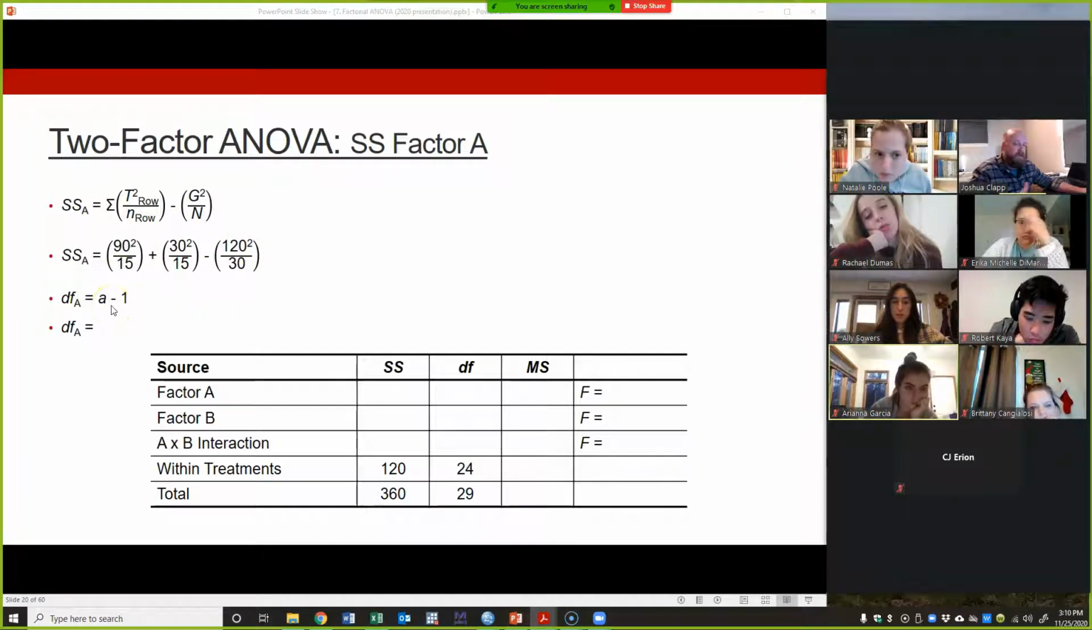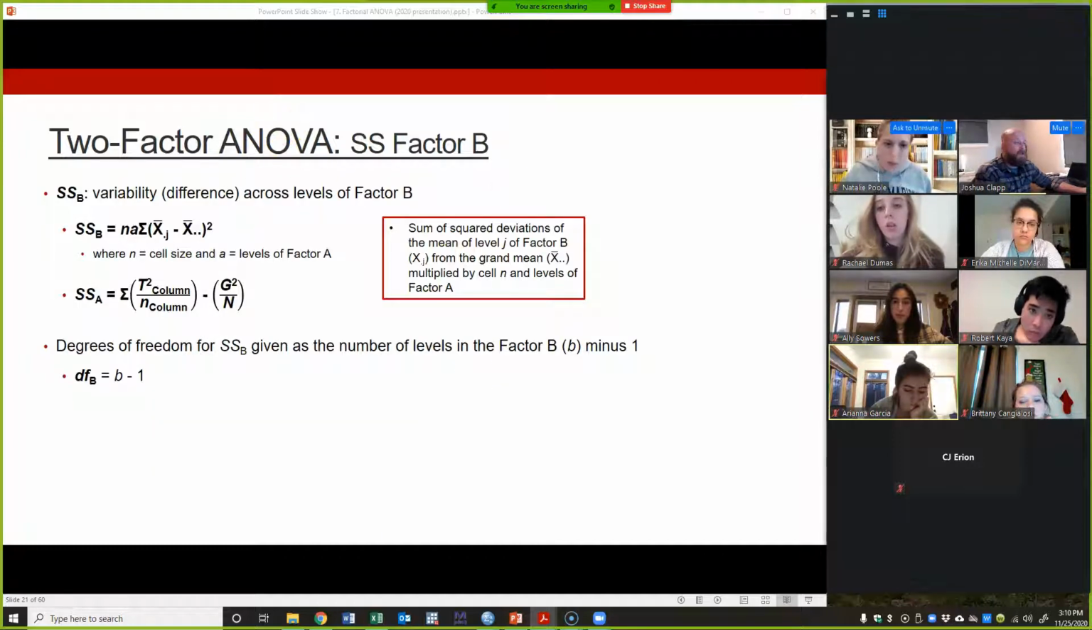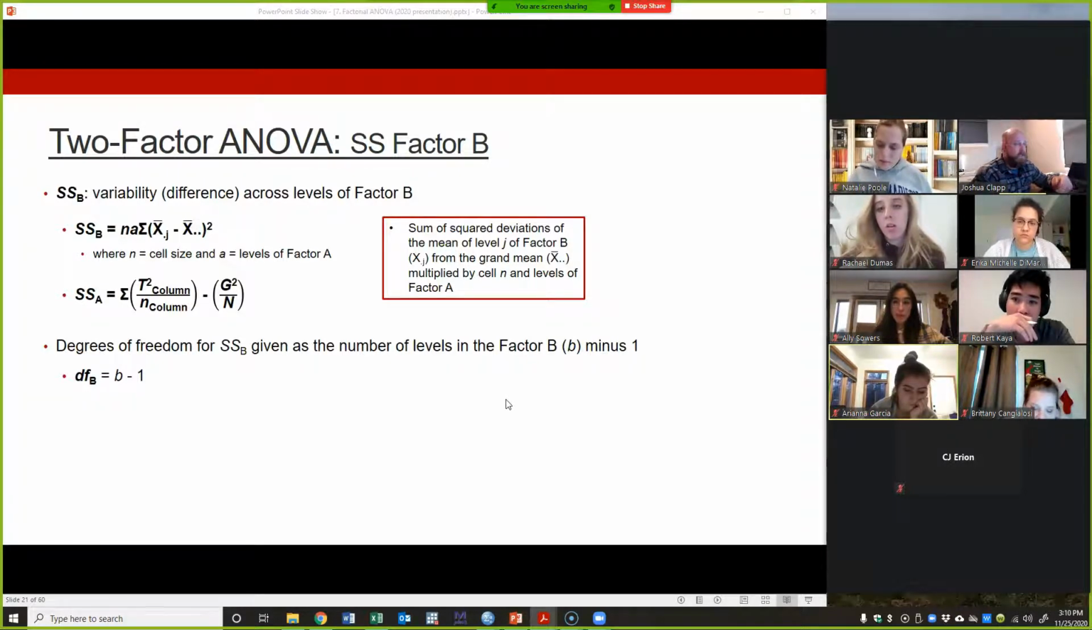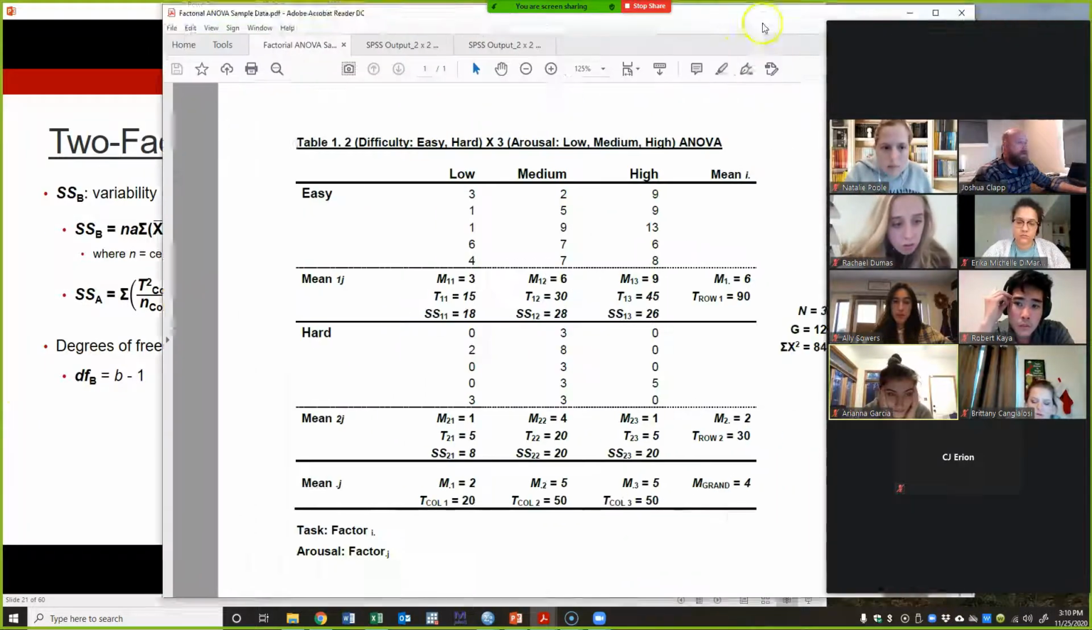The degrees of freedom are the number of levels of factor A minus 1. So it gives us 1 there. So factor A, 120, or excuse me, 120 for my sum of squares, degree of freedom 1. Okay, and then same thing for factor B. We're just looking at mean levels of each level of factor B, collapsing across A, minus the grand mean, times the number of people in the cell times the levels of the factor. That should be factor B, not factor A, but you get the idea.